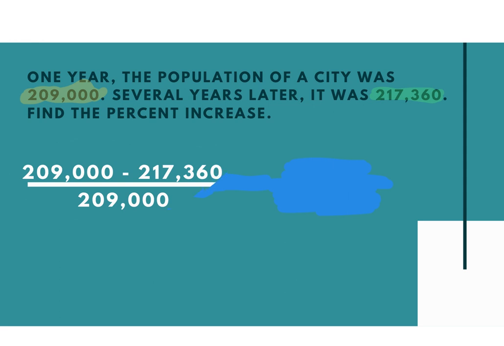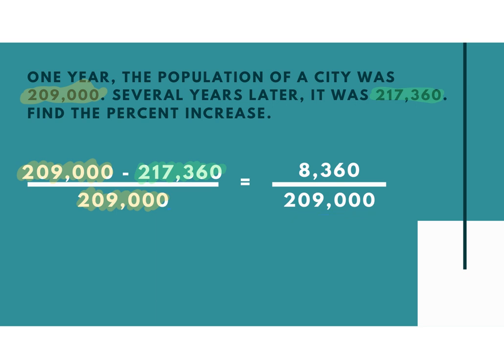Now, if we set that up like we did on our previous problem, we have 209,000 minus 217,360 divided by 209,000. So our old value minus our new value divided by our old value. All right. Now, if I do that math, I'm going to end up with a negative number. But that absolute value symbol I showed you on that previous slide, we're going to change that to a positive 8,360. And that's the number we're going to divide by 209,000.